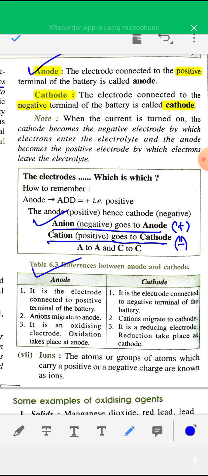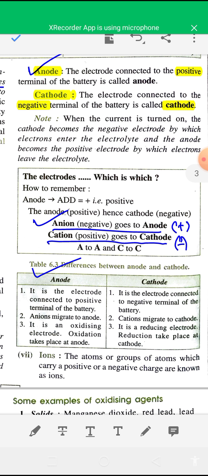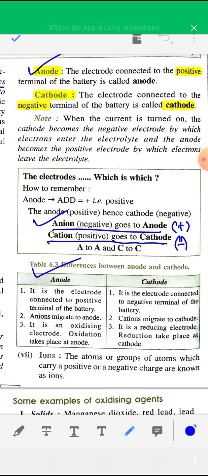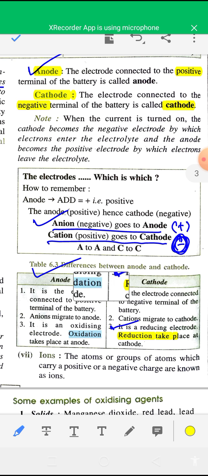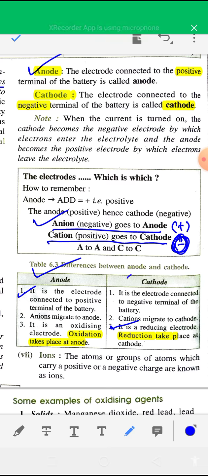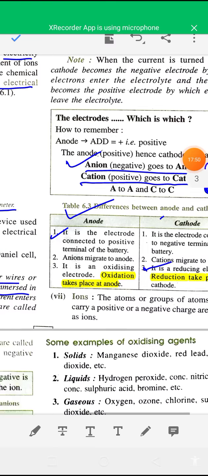So, the difference between cathode and anode is given. Cations migrate toward cathode, and therefore cations accept some electrons from the negatively charged cathode, and the cation is reduced. So at cathode, reduction reaction takes place. Anions migrate towards anode, and therefore anions lose some electrons to the anode, and the anion is oxidized. So oxidation reaction takes place at anode. This is the difference between cathode and anode given here. You can see.